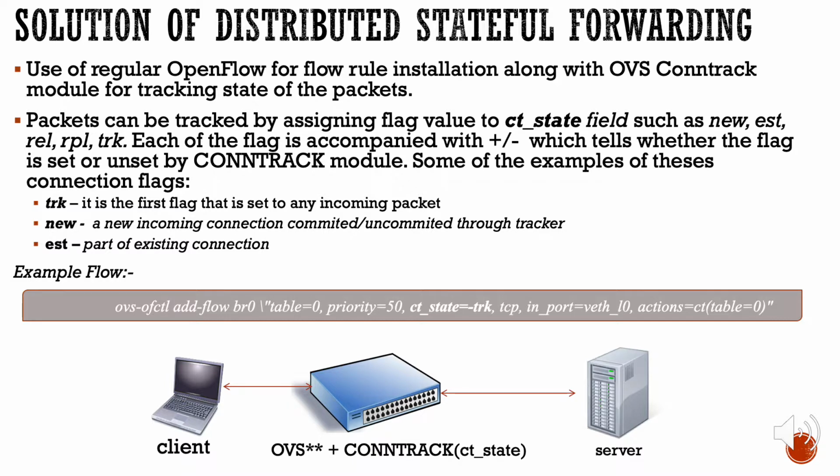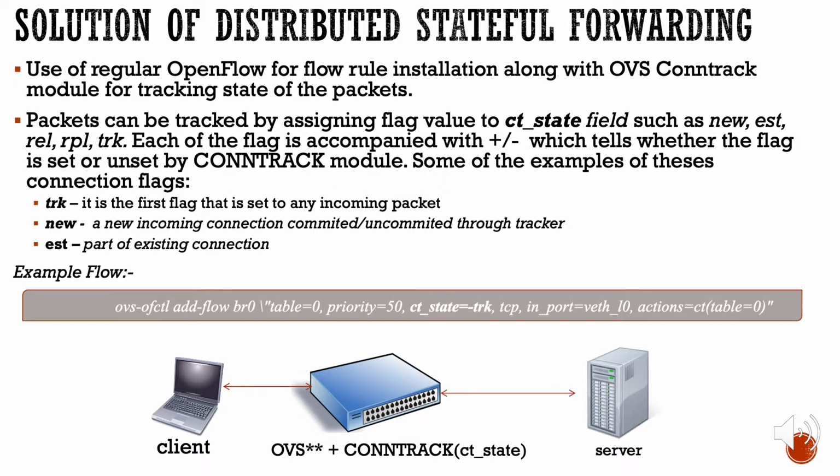So let's take a look at the solution of distributed stateful forwarding at the data plane. How are we going to implement the stateful forwarding at the data plane? We'll use the regular OpenFlow rules, the basic OpenFlow rule installation on our OVS switches, along with the OVS conntrack module, which has some extended fields which can help maintain the state of the packets.